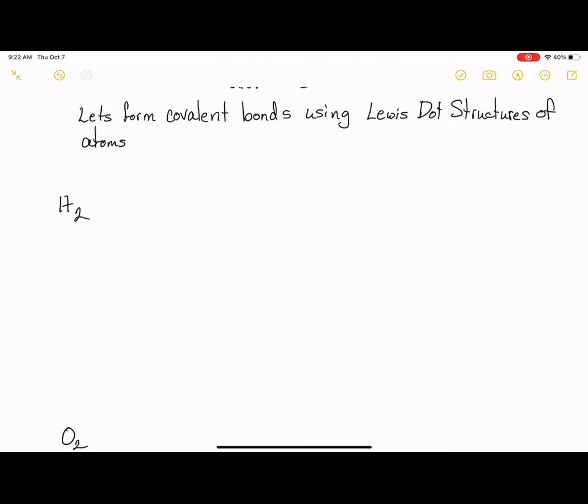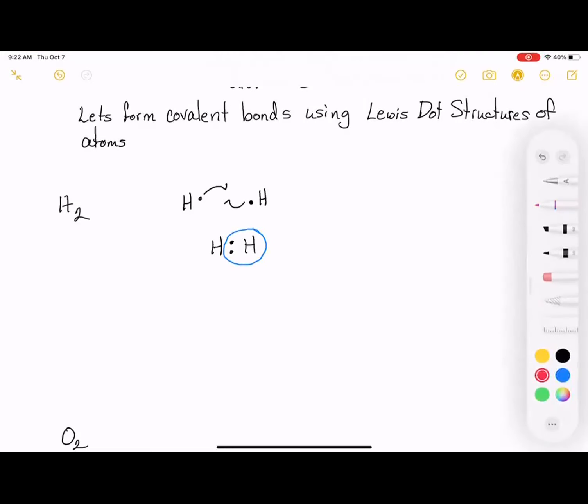So with hydrogen, it has 2 hydrogen atoms. Hydrogen being in group 1 means that it has 1 valence electron each. Those electrons are shared between the 2 atomic nuclei. What this sharing does is basically the right-hand atom believes that the 2 electrons belong to it, and the left-hand atom also views that those 2 electrons belong to it.